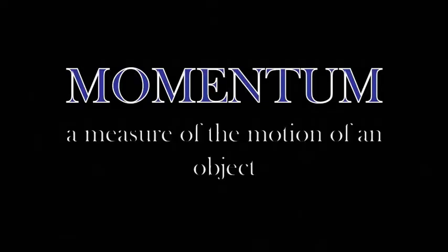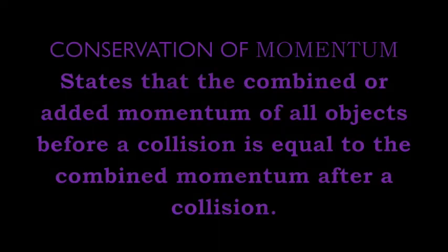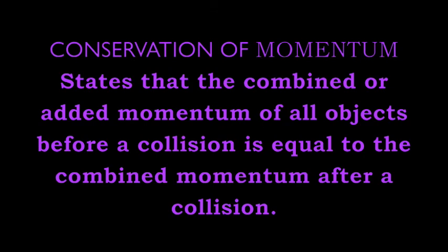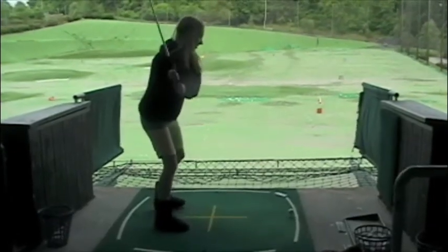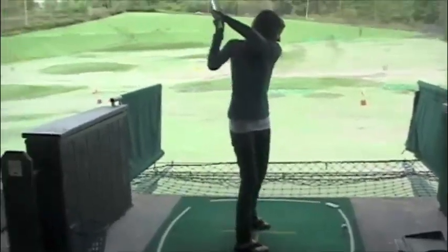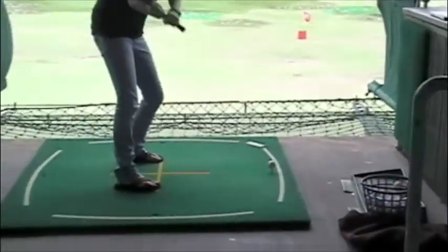Momentum is a measure of the motion of an object. The conservation of momentum states that the combined or added momentum of all objects before a collision is equal to the combined momentum after a collision. In golf, the collision between the club and golf ball is an elastic collision. During an elastic collision, there is the same number of independently moving objects before and after the collision.